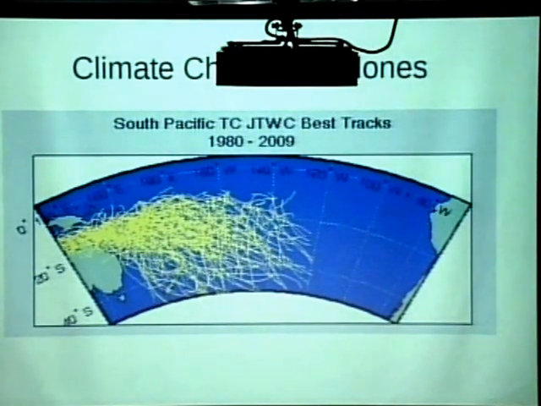Okay, going back to the application. Cyclones: there's already a lot of work done in the area of tropical cyclones, but not much work through the advanced computational intelligence methods.